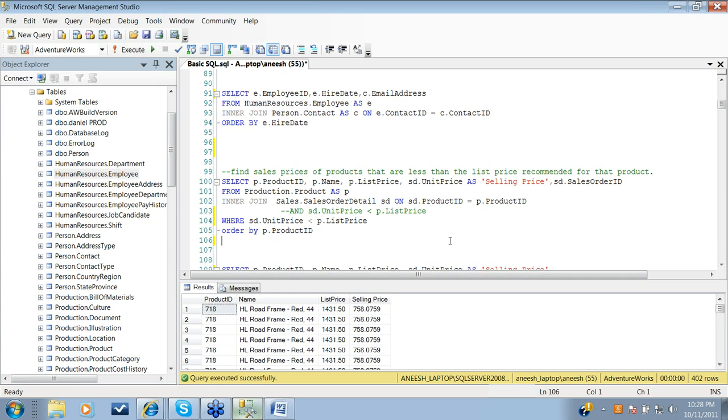Okay. And then what is this sales order detail SD? Isn't that the alias which you have given? Yeah, that's the alias for the sales order detail. When I say SD.UnitPrice, it's nothing but SalesOrderDetail.UnitPrice. Okay. So I'm just trying to understand what tables you are taking and what columns you are fetching from which table. Okay.